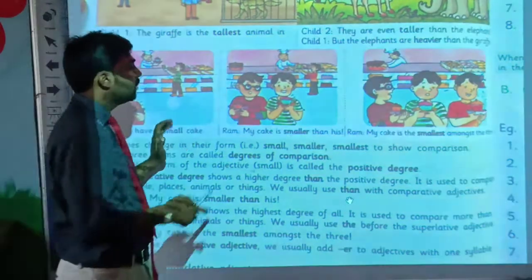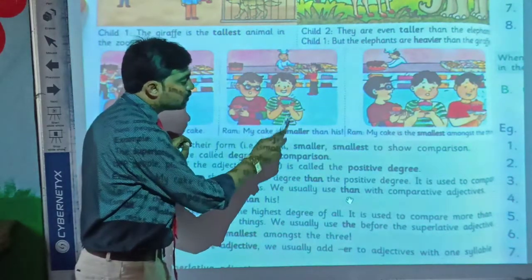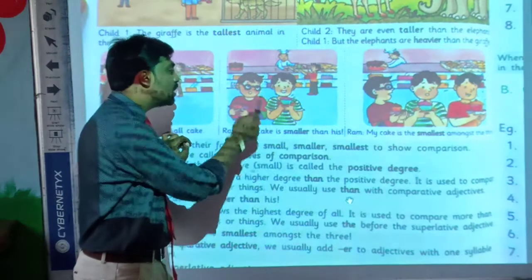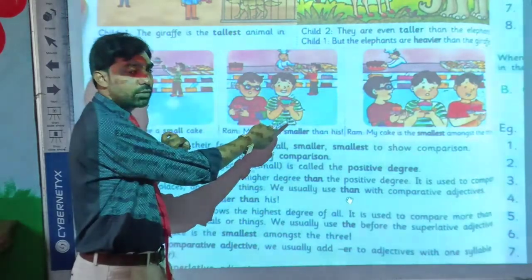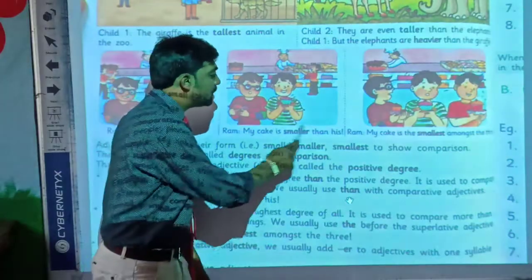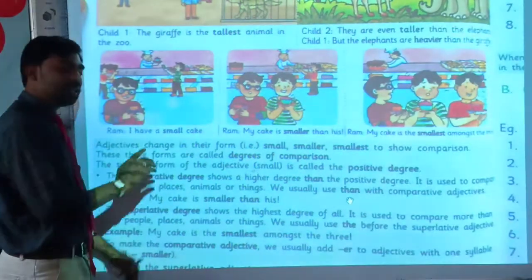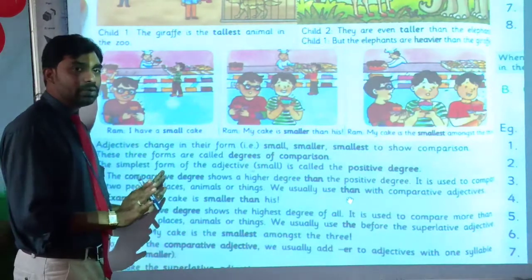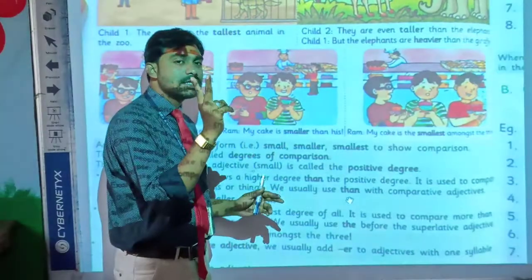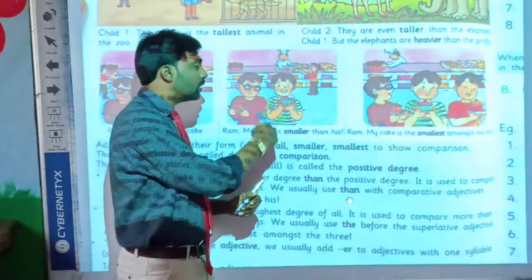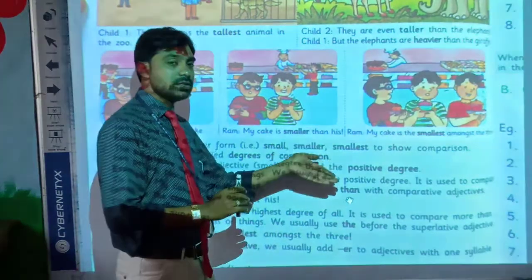Now the second picture, two boys are here. Ram said, my cake is smaller than his. Now Ram's cake is smaller than that of this other boy. So this is the comparison between two cakes. Here in the first picture is only one cake, my cake is small. There is no comparison, he is only saying my cake is small. But here is a comparison between two cakes. Ram is comparing his cake with another boy's cake, saying my cake is smaller than his.